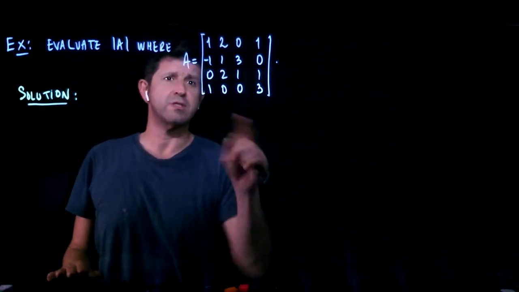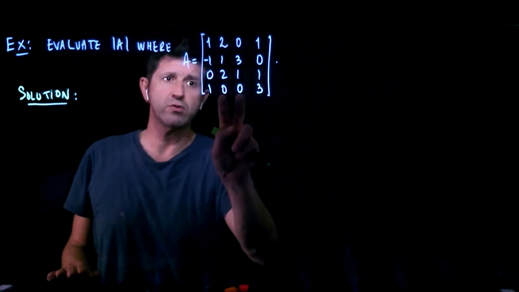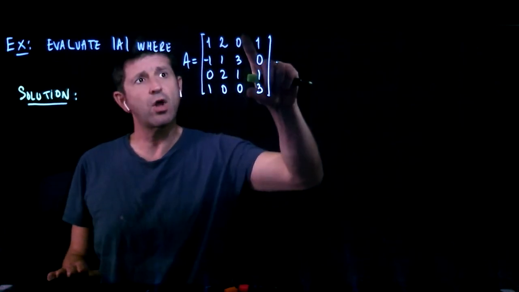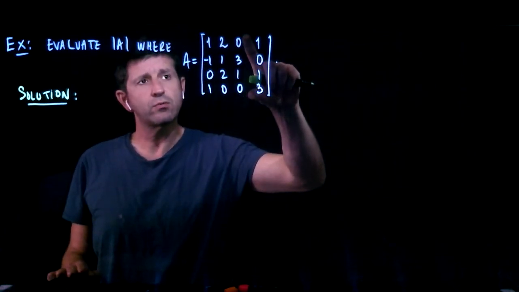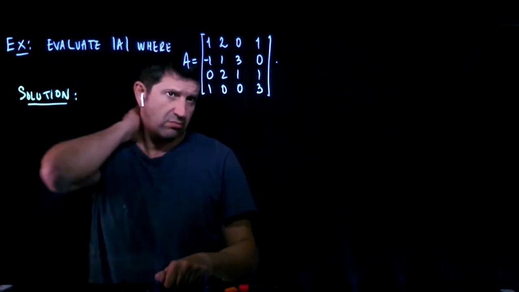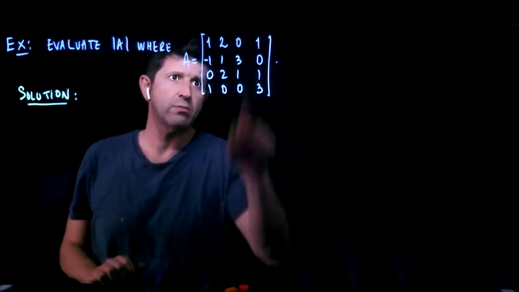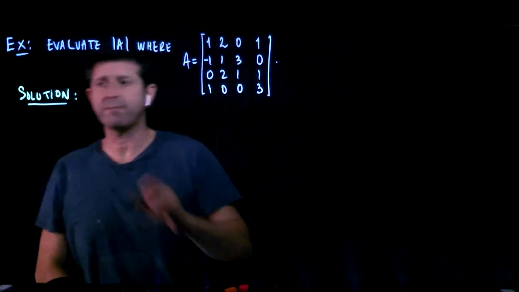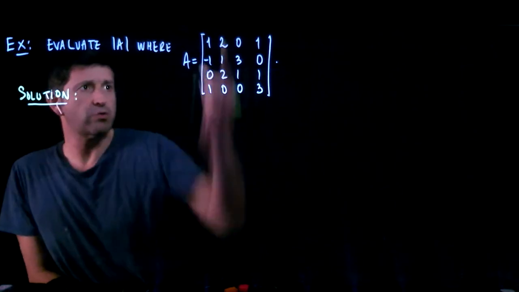Okay, so I have two choices here. I could take the last row because there's 2 zeros. That's practical. Or I could take column 3 also because it also has 2 zeros. So let's take column 3, okay? Because we haven't done an example with choosing a column.